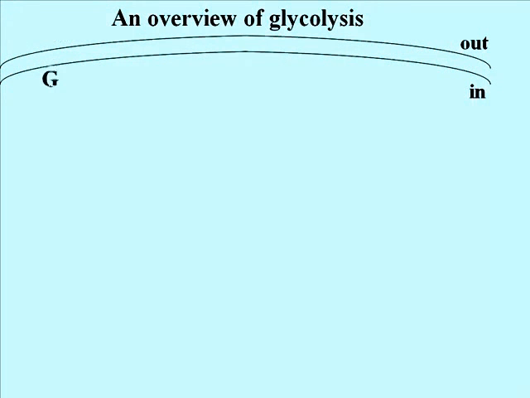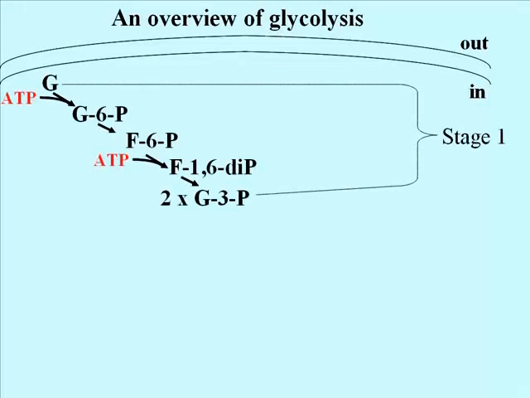Okay, here is an overview of glycolysis. Glucose, or G here, is delivered to cells where membrane proteins called glucose transporters facilitate their diffusion into the cell. In stage 1 of glycolysis, glucose is phosphorylated, then isomerized to fructose phosphate, and then phosphorylated a second time to make fructose diphosphate. This is stage 1 of glycolysis, in which, as you can see, 2 molecules of ATP have been consumed, and a 6-carbon sugar has been split into 2 3-carbon sugars.